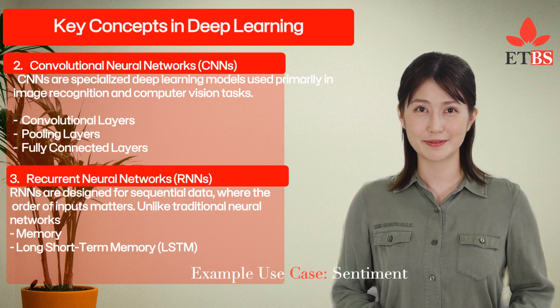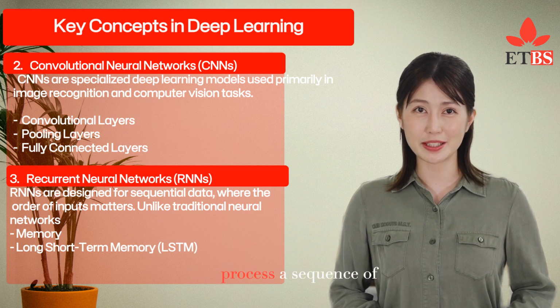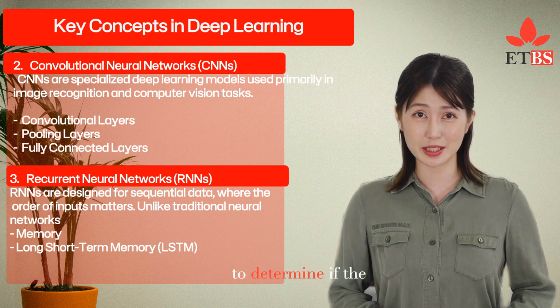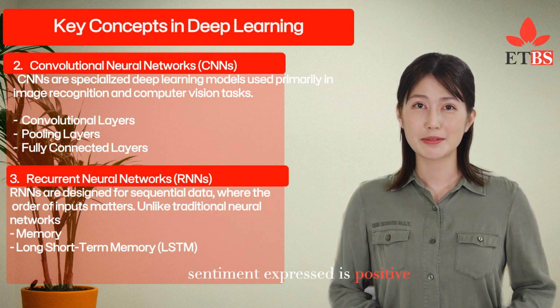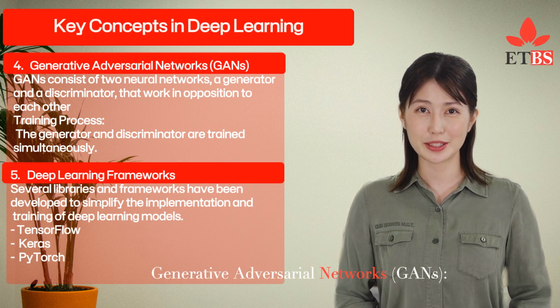Example use case: sentiment analysis. An RNN can process a sequence of words in a sentence to determine if the sentiment expressed is positive or negative. 4. Generative adversarial networks, GANs.